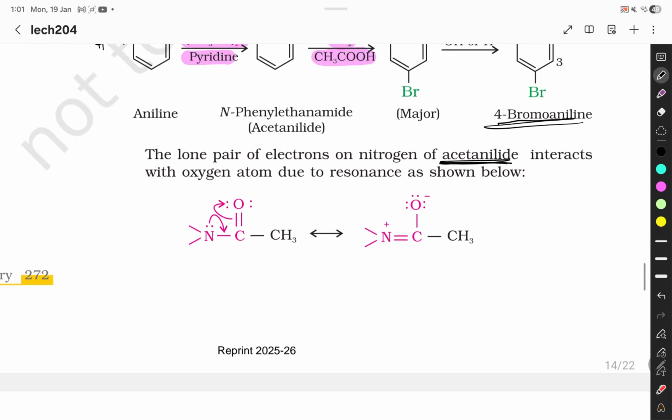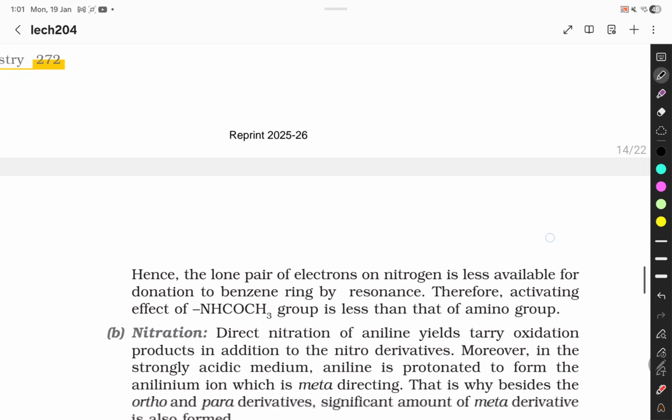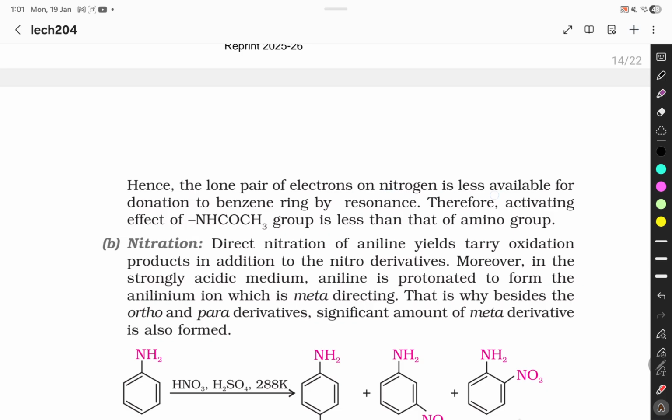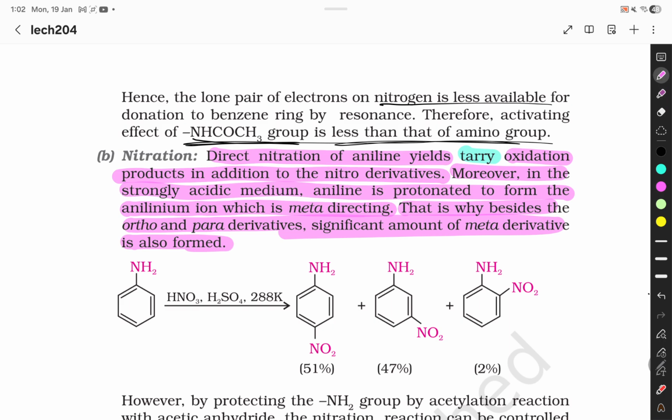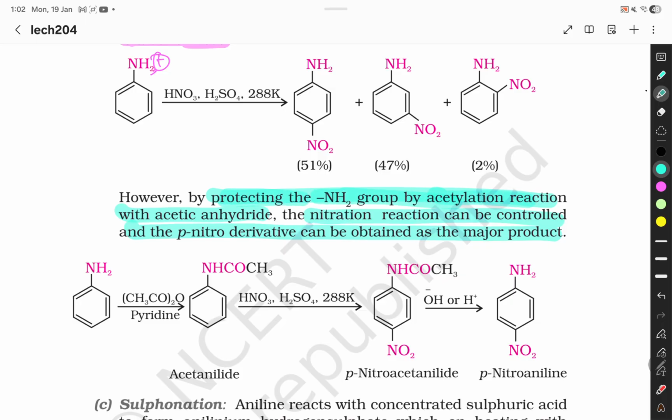And again, they've used the word acetanilide that I've told you 60 times about, and they're just showing how resonance works. Basically, they're saying the lone pair is less available, so that's why the activating effect is less than an amino group. Now, the biggest question is why is the meta product formed? Because nitric acid in a strongly acidic medium like H2SO4 will form NH3 plus. Now this NH3 plus is meta directing, so that's why meta is 47%. Para is still major, which is 51%, and ortho is 2%. Then we have protection of the NH2 group by acetylation reaction.